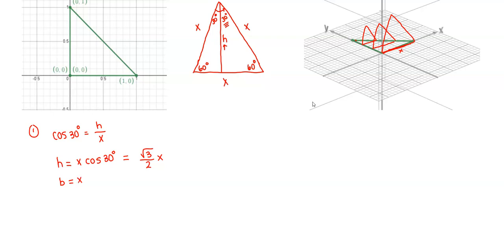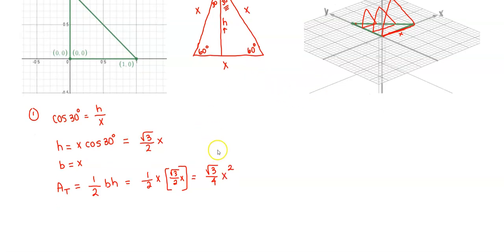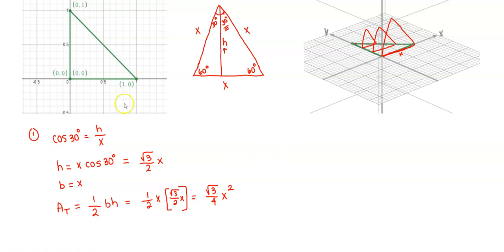Now we can find the area of this equilateral triangle, because we know the formula for the area of a triangle is 1/2 the base times the height. So we have 1/2 times the base, which is x, times the height, which is the square root of 3 over 2 times x, and if we multiply that together, we get the square root of 3 over 4 x squared. So now we know what the area of this triangle is.